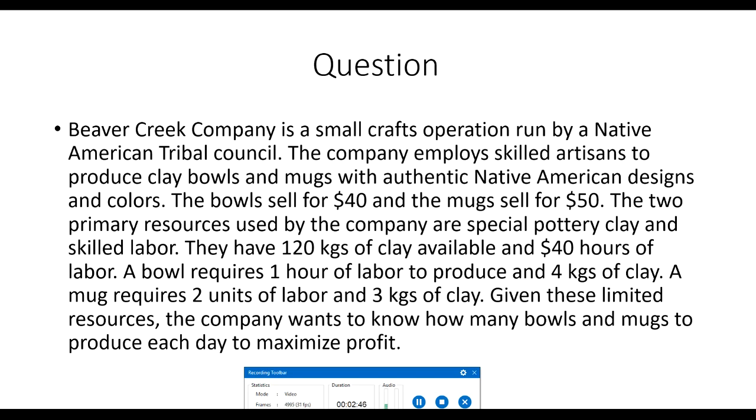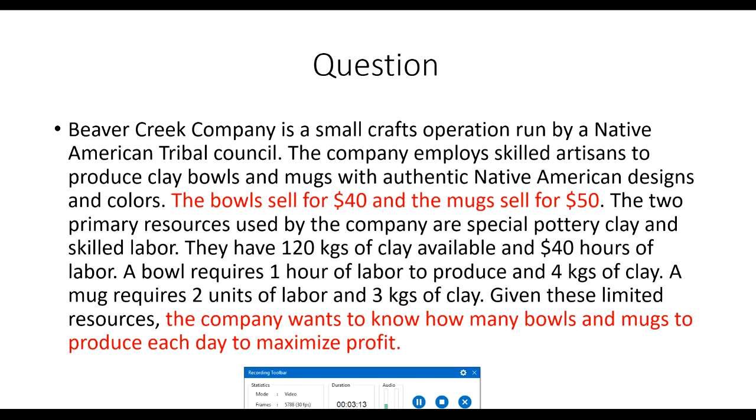A bowl requires 1 hour of labor to produce and 4 kilograms of clay. A mug requires 2 units of labor and 3 kilograms of clay. Given these limited resources, the company wants to know how many bowls and mugs to produce each day to maximize profit. So this is a very simple two-variable, two-constraint problem.